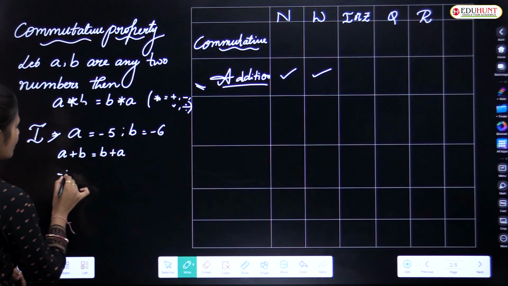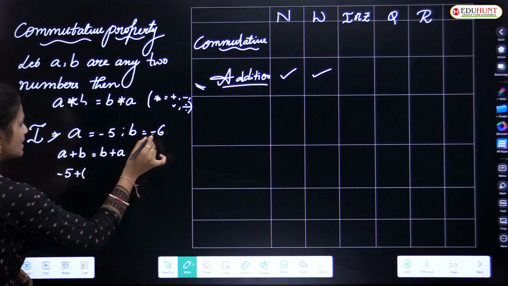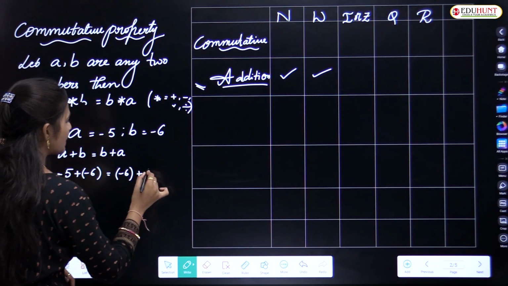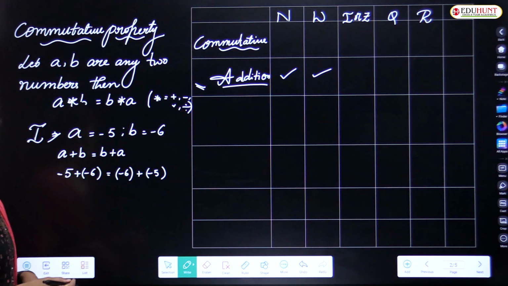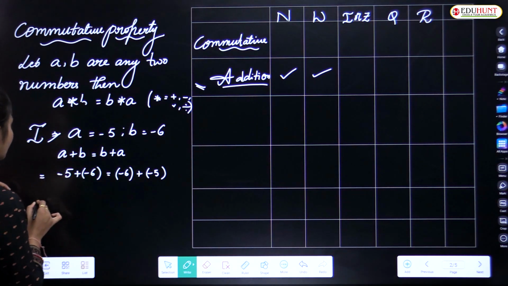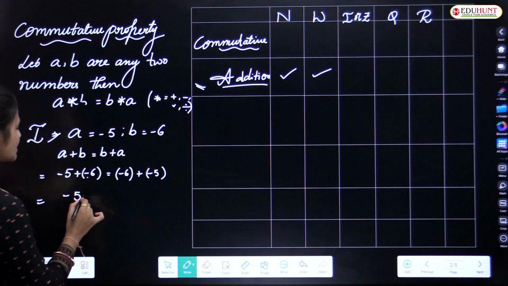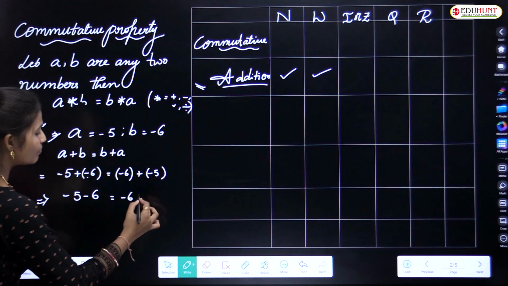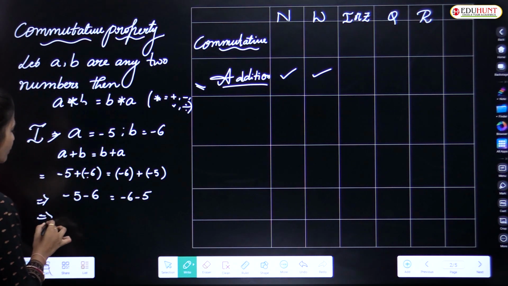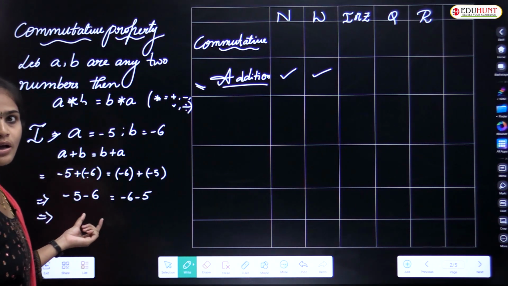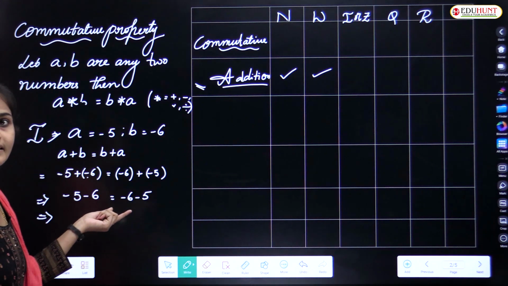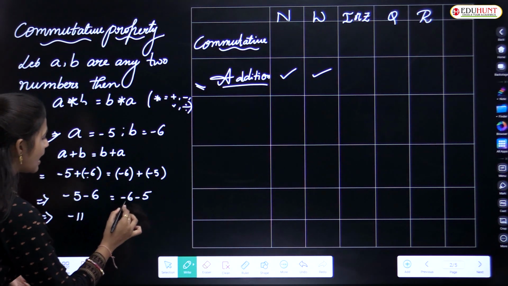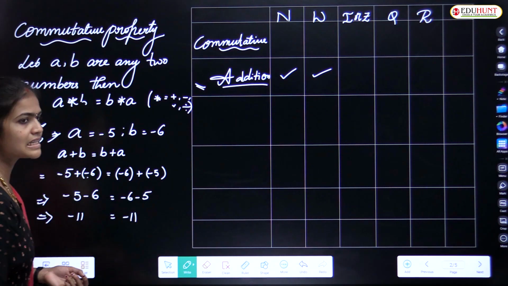So a is equals to -5 and b is equals to -6, which is equals to b is equals to -6 plus a is equals to -5. After substituting those values here, -5 plus -6, which is equals to -6 plus -5. So -5 -6, those two numbers having the same sign, so we have to take the sum only, no? So -5 -6 is equals to -11, and here also -6 -5 is equals to -11.